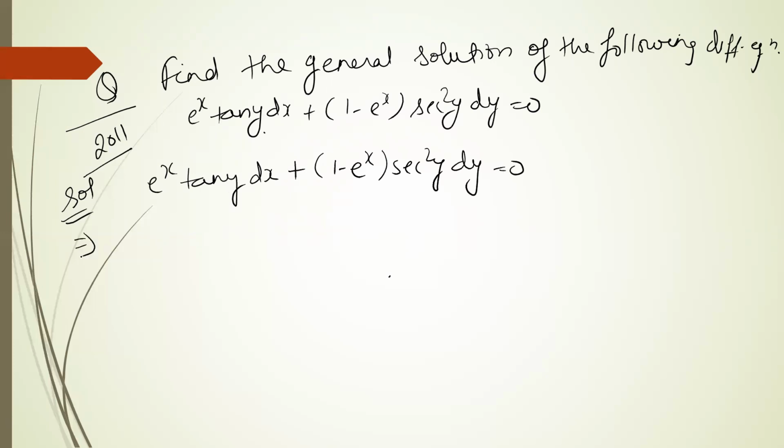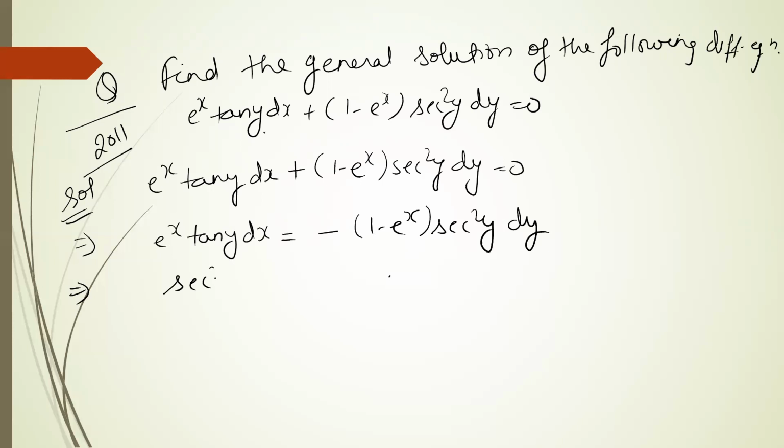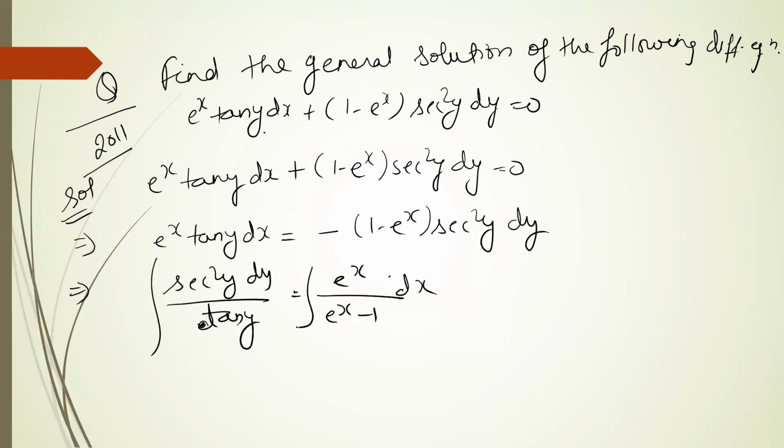We'll get e to the power x tan y dx equals minus of (1 minus e to the power x) sec square y dy. Further, this will be converted to sec square y dy upon tan y, which is equal to e to the power x upon e to the power x minus 1 dx. Integrating both sides, what we'll get?